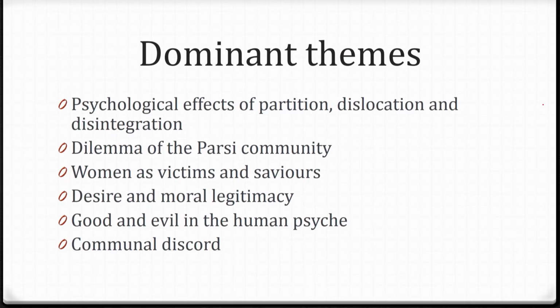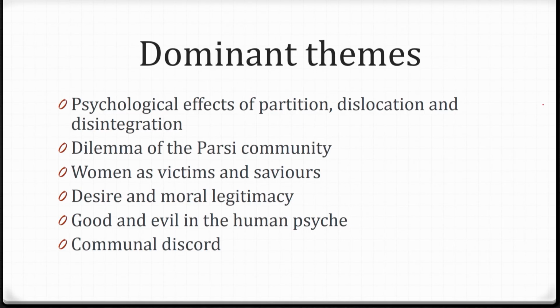Women in this novel come across as very interesting individuals. They are victims and saviors at the same time, and also incidentally, like in any instance of violence, women are the ones who are also being victimized on account of political gains and on account of settling scores with one another. There are also discussions of desire and moral legitimacy. It becomes impossible to take one position or the other, and this is especially evident in the way the character of the Ice Candy Man undergoes a change.